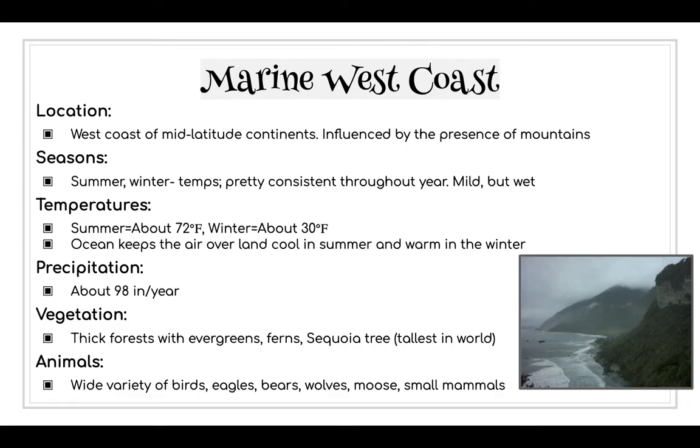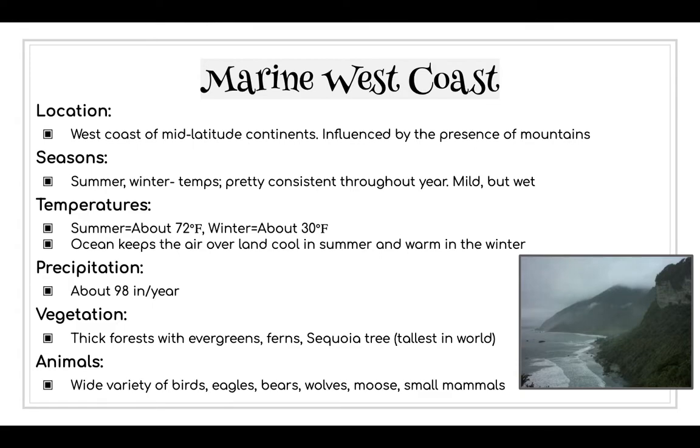As a result, they have very thick forests with evergreens like ferns and things like that. Sequoia trees, that's the tallest type of tree in the world, and we see those on our west coast. Animals, there's a wide variety of birds, eagles, bears, wolves, moose, small mammals. There's all kinds of different types of animals.